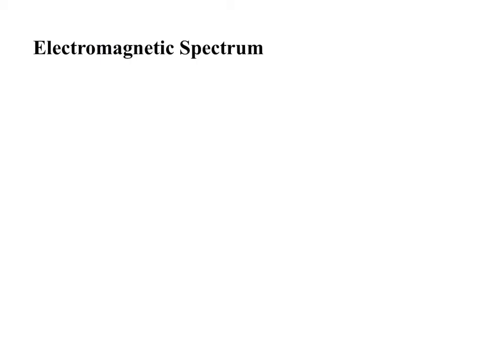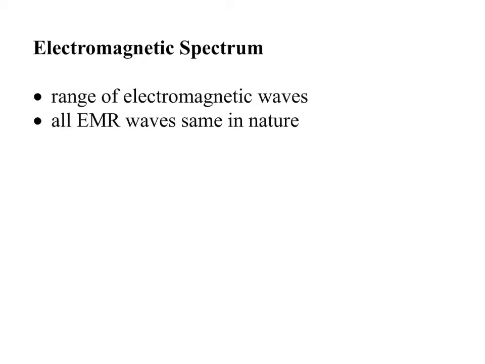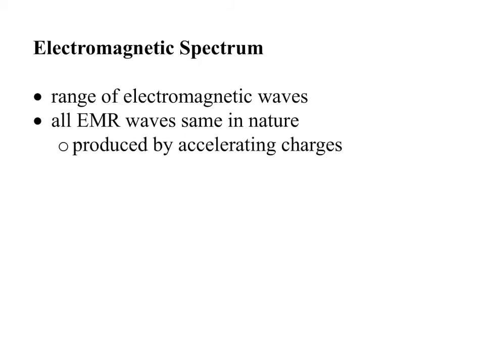Let's take a look at this entire spectrum of light that we have discovered. There's a huge range of electromagnetic waves that vary in size. All of them are the same in nature though, because they are all produced in some way by accelerating charges, just accelerating charges in different ways, okay? That is really important to note. All EMR is produced by accelerating charges.